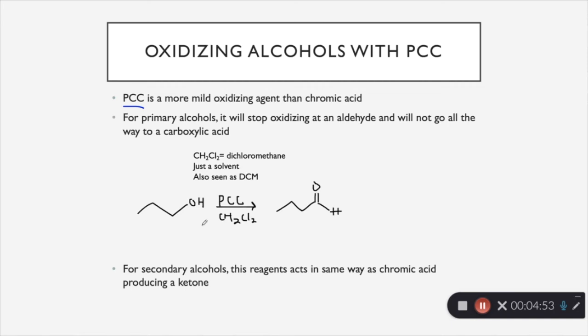For secondary alcohols, like we said earlier, there's only one oxidation product for that, and it's a ketone, so whatever oxidizing agent you use, whether it's chromic acid or PCC, it will produce a ketone.